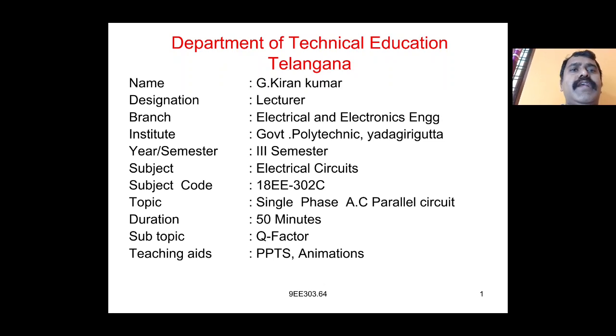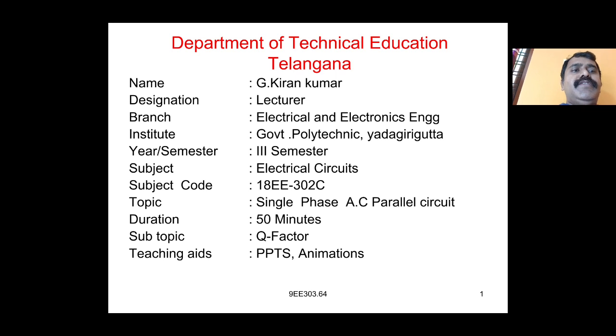I am G. Karan Kumar, working as a lecturer in electrical and electronics engineering, Government Polytechnic Yadagiri. Today I am teaching the subject electrical circuits for third semester diploma students. Subject code 18E302C. Topic we can see is single phase AC parallel circuits. Subtopic is nothing but the Q factor.